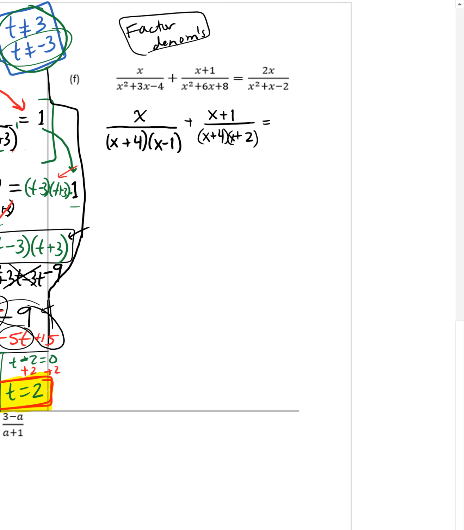There we go. On the other side, it's a similar thing. I'm looking for what numbers multiply to negative 2 but add up to positive 1. It would be 2 and negative 1. Or the other way around.